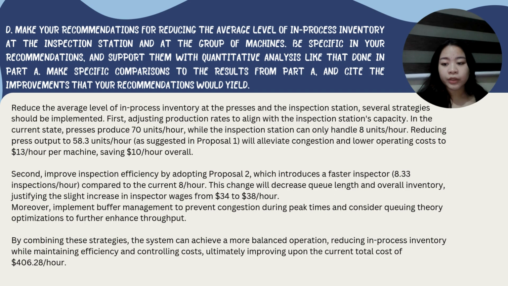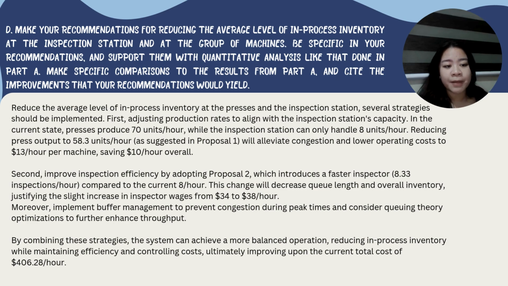So for the recommendation to reduce in-process inventory at the presses and inspection station, we recommend a few key changes. First, lower the press output from 70 units per hour to 58.3 units per hour to match the inspection station's capacity of 8 units per hour. This will ease congestion and cut operating costs to $13 per hour per machine, saving $10 per hour overall.